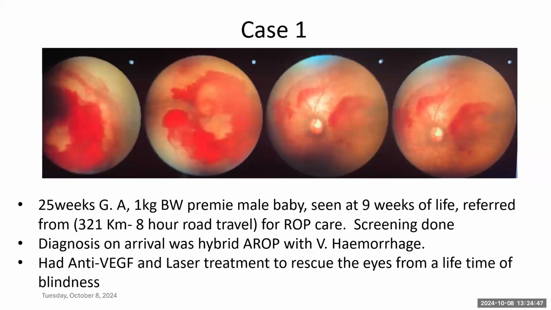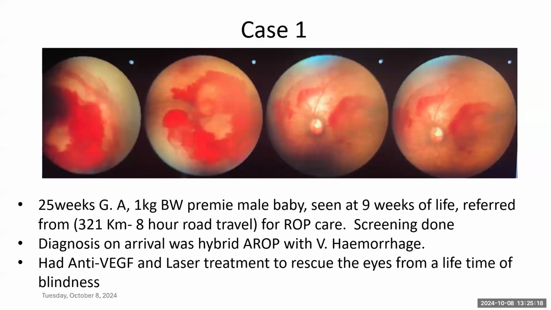You'll see that we have moved in some of the centers to being able to have a better picture to show you today. I will just describe the extreme of our cases from the two cases I'm going to show you. This one showed a 25-week gap who came to our center at 9 weeks of life, having traveled 8 hours by road to be able to have ROP care. And on arrival, this was what we saw.